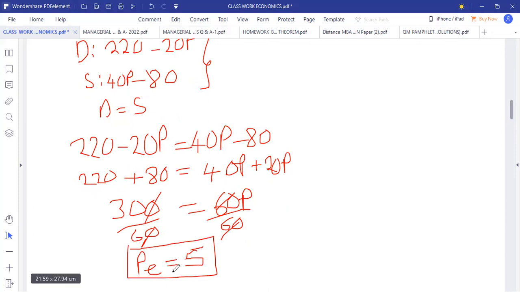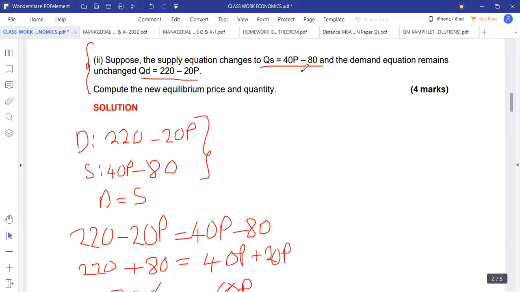So how do we find our equilibrium quantity? We substitute in any of these, you can pick any of them. So Q is equal to 40p minus 80. Where there is P, you put 5. So we're going to put a 5 there.